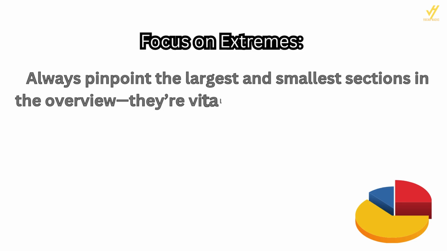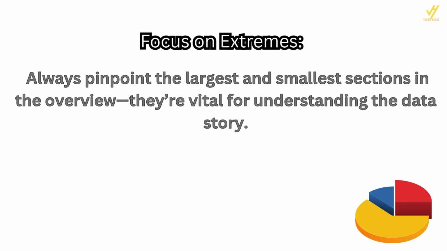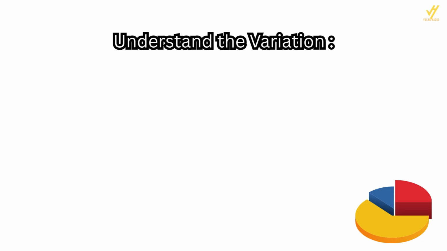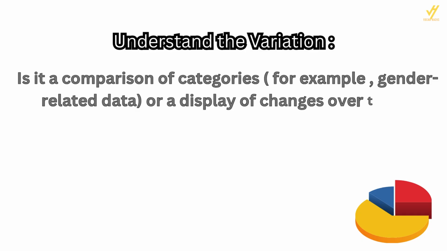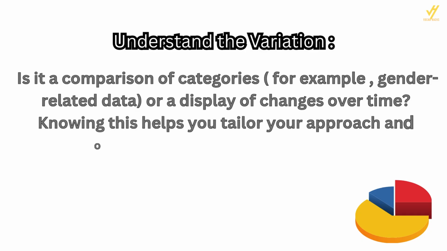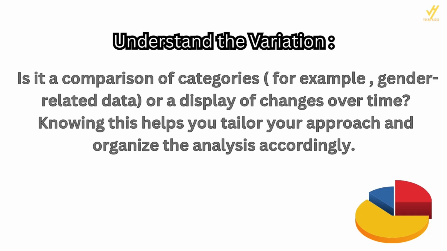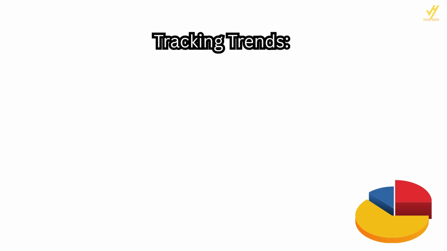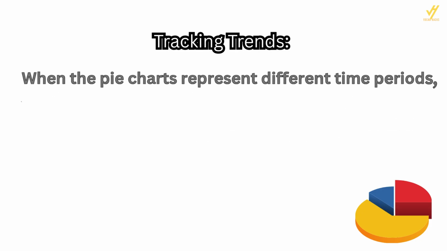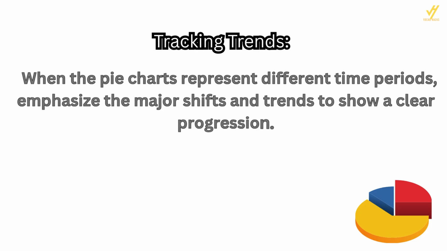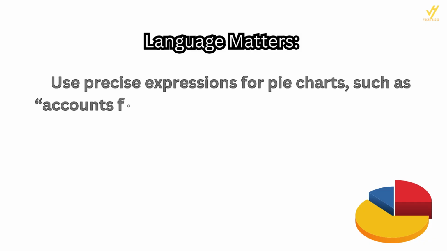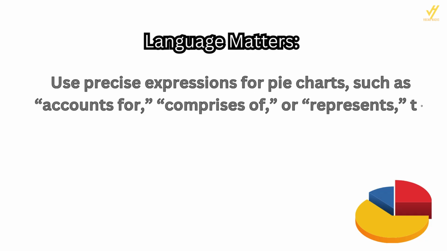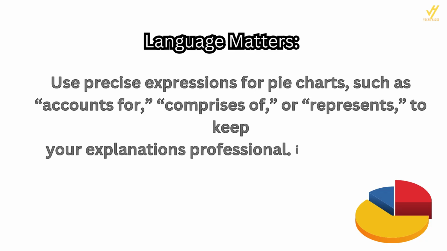Focus on extremes. Always pinpoint the largest and smallest sections in the overview. They're vital for understanding the data story. Understand the variation. Is it a comparison of categories, for example, gender-related data, or a display of changes over time? Knowing this helps you tailor your approach and organize the analysis accordingly. Tracking trends. When the pie charts represent different time periods, emphasize the major shifts and trends to show a clear progression.